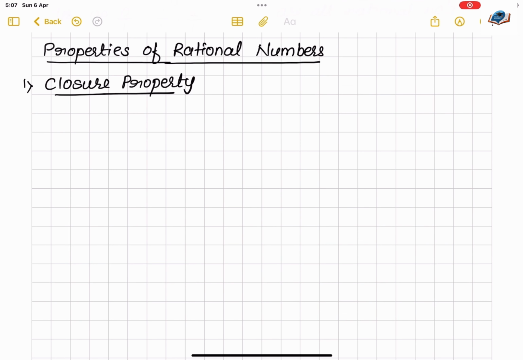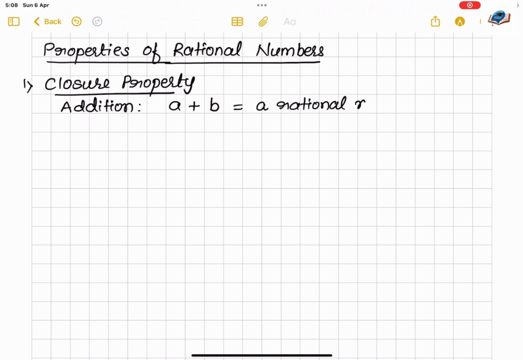Now let us discuss some of the properties of rational numbers. First one is closure property. Here also we will have it for all of the operators, that is addition, subtraction, multiplication and division. So first for addition, let A and B be any rational numbers. When I add, I will get a rational number.